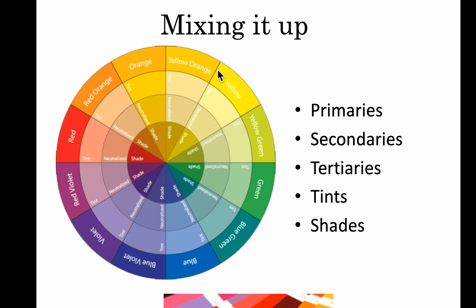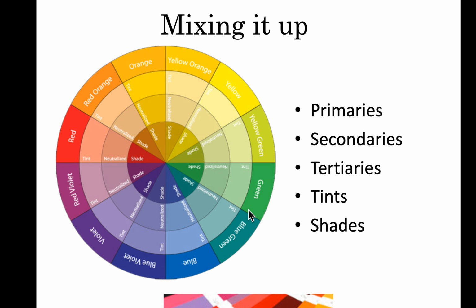Moving on to the 12-point color wheel on which this color theory is based, you have your 3 primaries, yellow, blue, and red. You mix those 3 together to get your secondaries, which are green, violet or purple, and orange. Then you mix your primaries and secondaries together to get your tertiaries. 3 primaries plus 3 secondaries mixed together make 6 tertiaries.